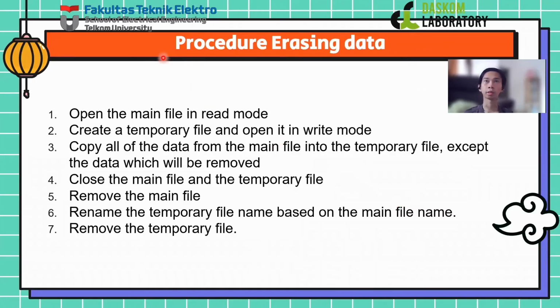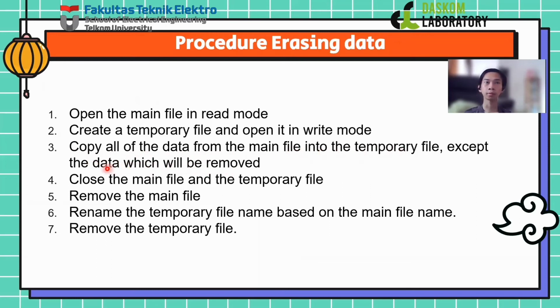And for the procedure of erasing data, first, we open the main file in read mode, or RB mode. Second, we create a temporary file and open it in write mode, or WB mode. Third, we copy all the data from the main file into the temporary file, except the data which will be removed.